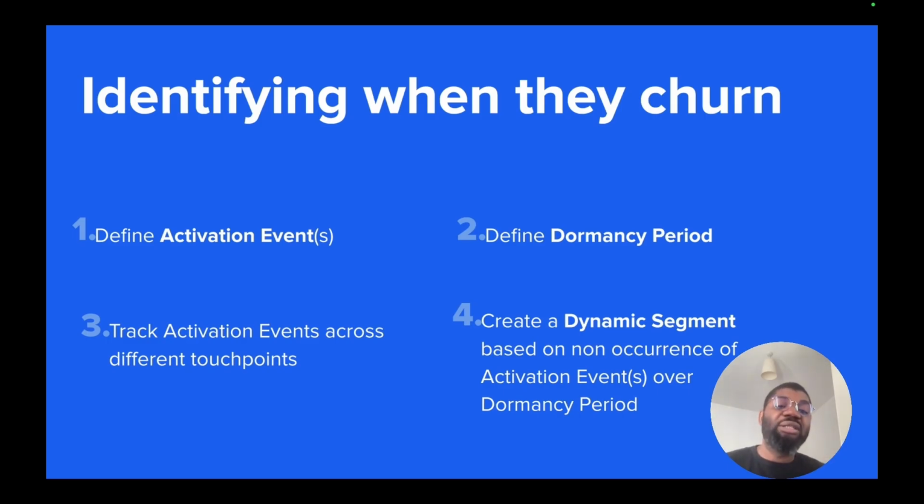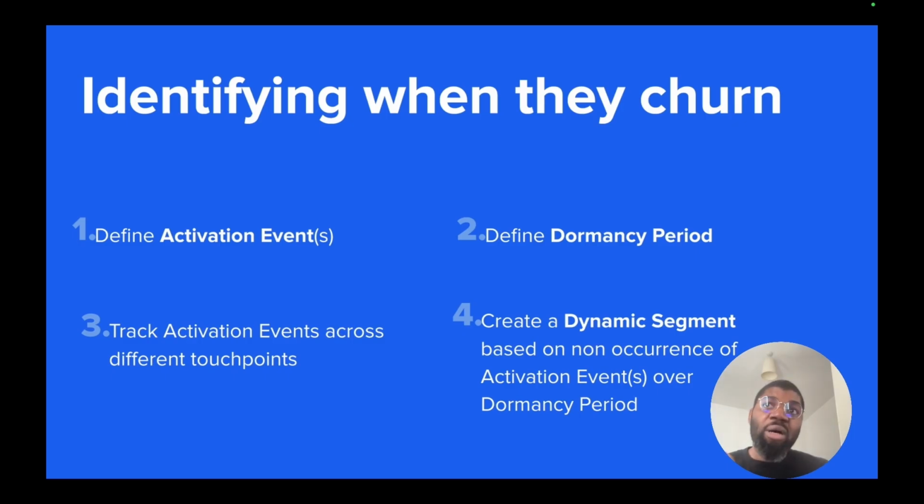The second thing is that you need to define what is called a dormancy period. A dormancy period is a wait time where you are able to say if this activation event or events do not happen, then it means that the users have churned. They are no longer active.